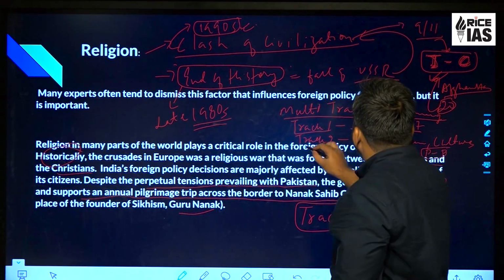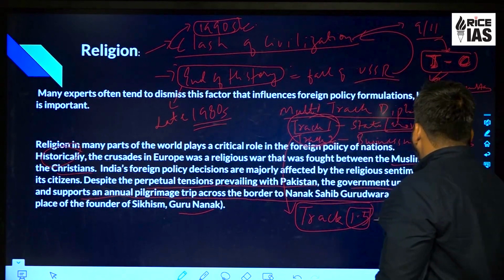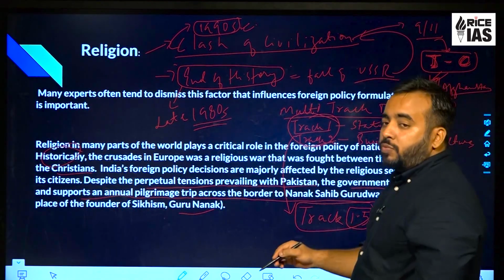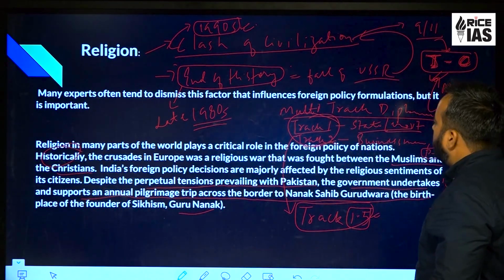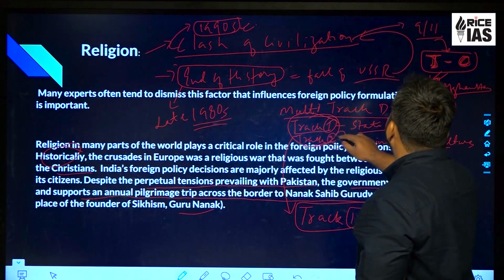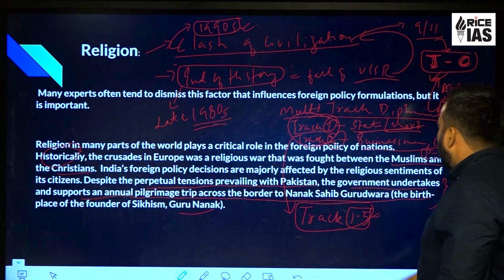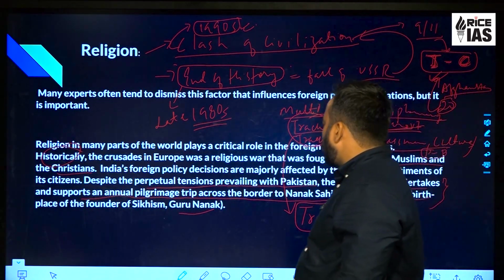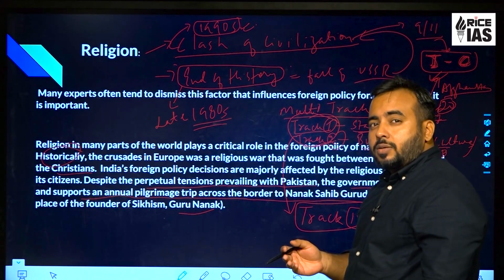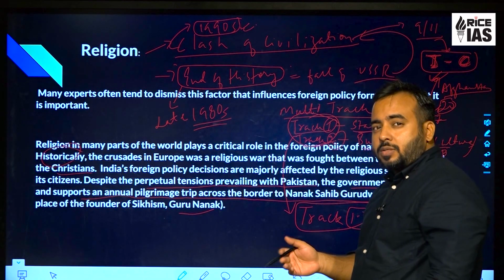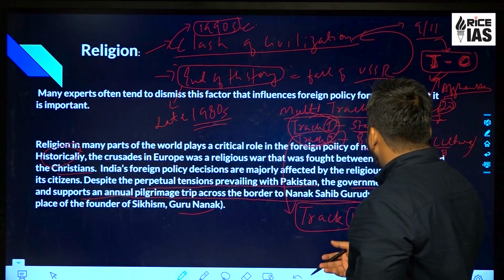A combination of these two is called track 1.5. So people are undergoing pilgrimage with the support of the state. This is track 1.5 diplomacy, the mean between track 1 and track 2, that is, the state and the non-state actors. Both are involved. However, non-state actors has some other meaning also, which is largely associated with some NGOs and some terrorist organizations also.